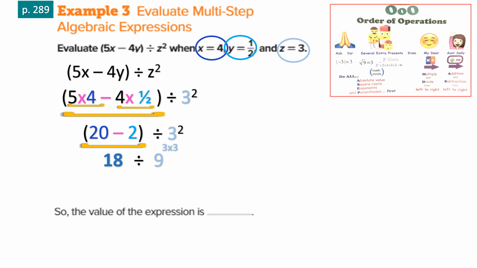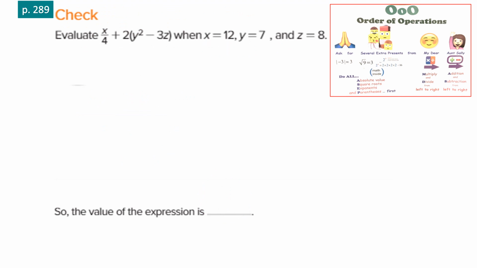I do that by bringing down my division sign. And 18 divided by 9, if you pick up your handy dandy calculator, but I think most of you know the answer, 18 divided by 9 is 2. Okay? So these problems look really hard. These problems look really confusing. But if I just plug in the information they give me and do my order of operations, it really isn't that difficult.